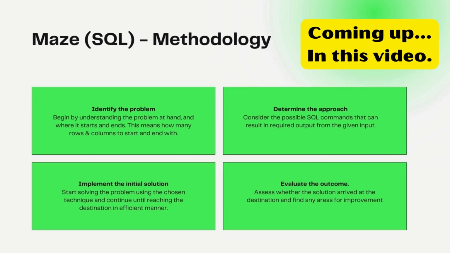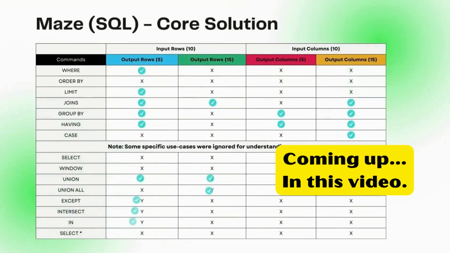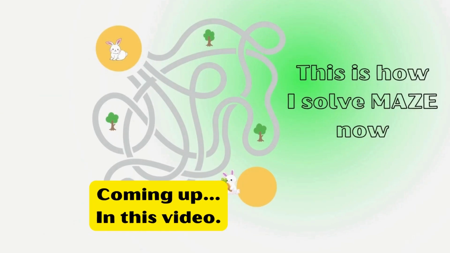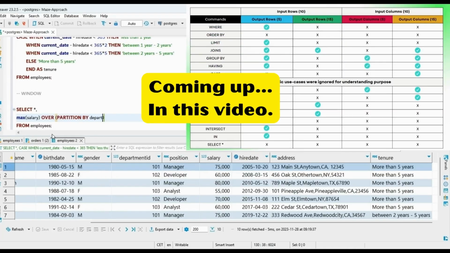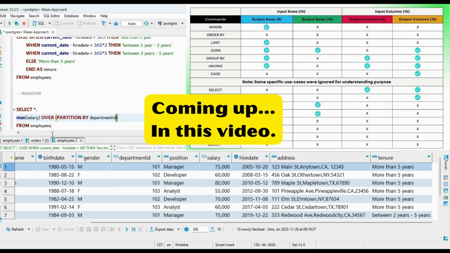So this is about the theory. Let's look at the master chart I've been talking about. This is how I solve the maze now. That makes sense to you. And you think that yes, you have an alternate approach now to solve the SQL questions, and you will not be in a situation where the question is asked and you don't know.